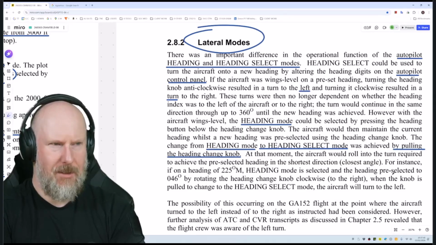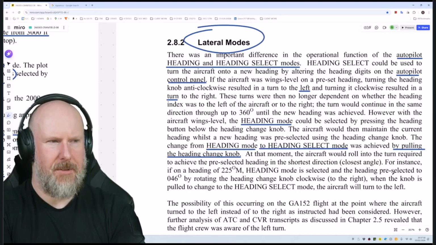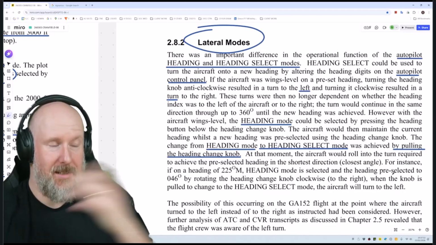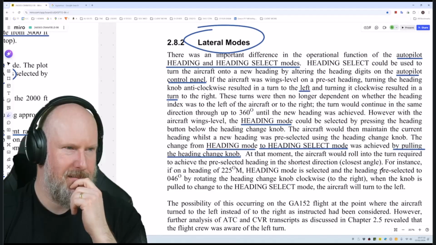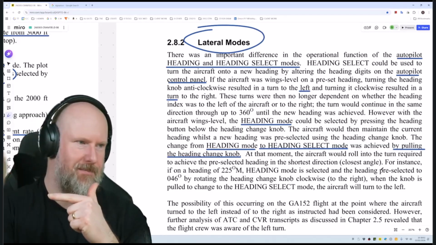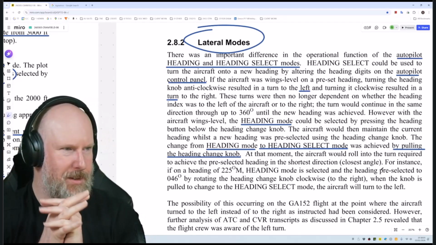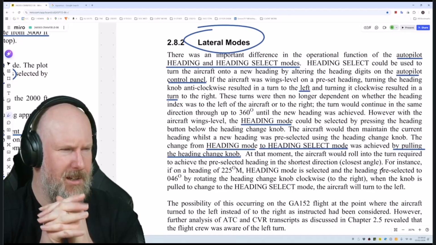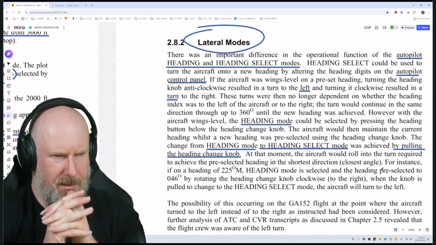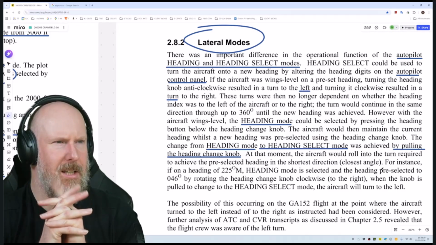So the algorithm in the autopilot heading mode is that if you're on heading 225 and then you pre-select 46, which is almost 180 degrees behind you. It's not 180 degrees, is it? It's quite far. The heading change knob is rotated clockwise to the right, then the knob is pulled to change to heading select mode. The aircraft will turn to the left.